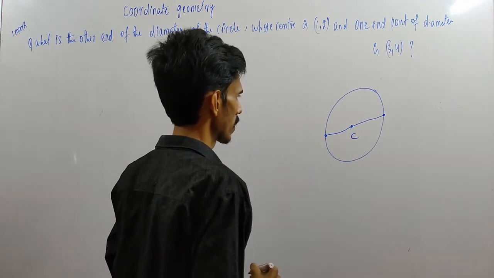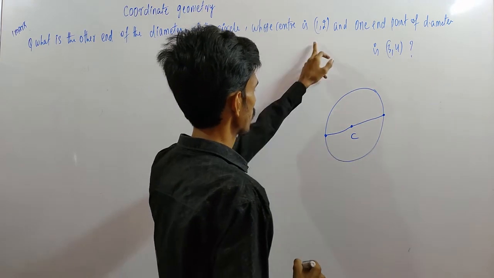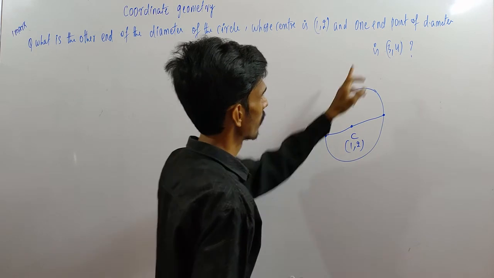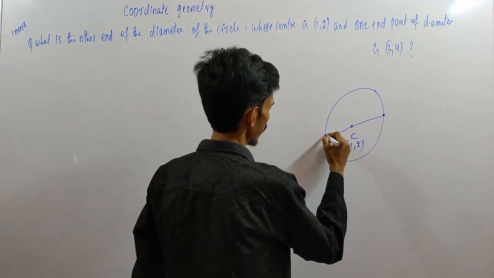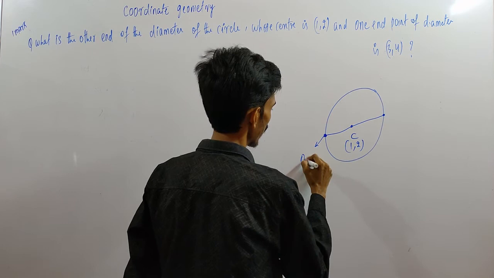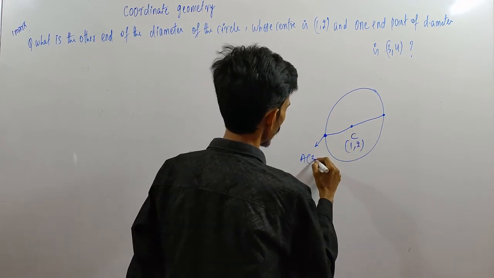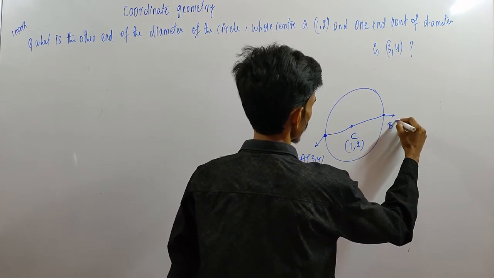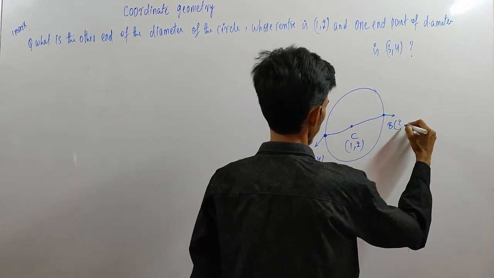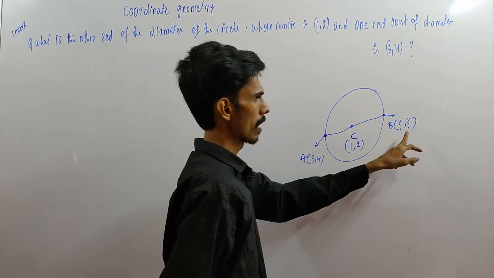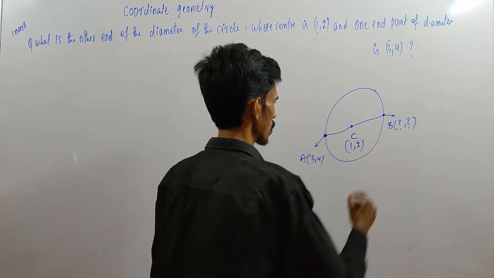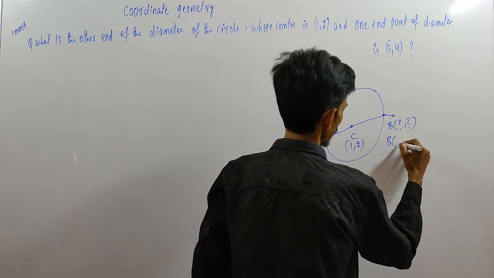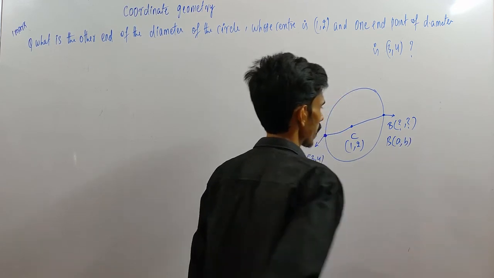We have 3 points. Center. Center is 1, 2. Center is given and one end of the diameter. One end. Let this end be A. Given as 3, 4. One end is given. This end is not given. So this is question mark. We have to find this value. So let us take this B. Take this as A, B.